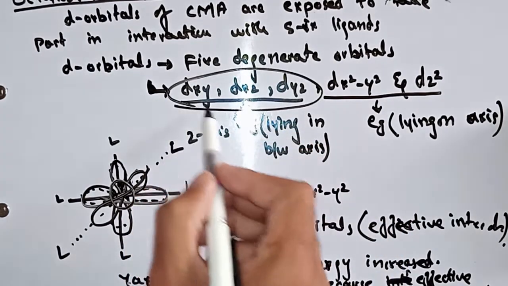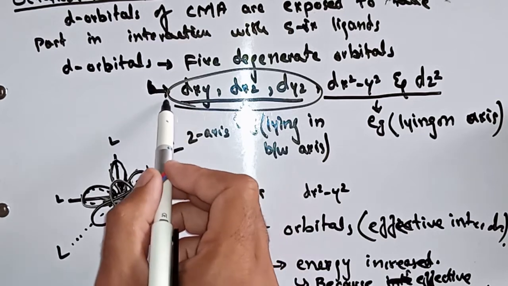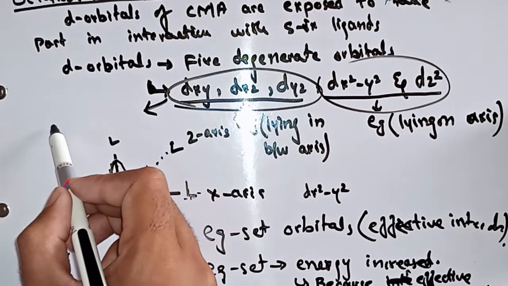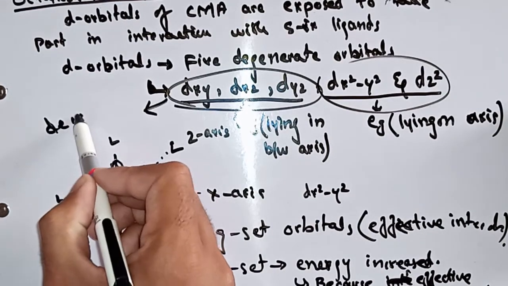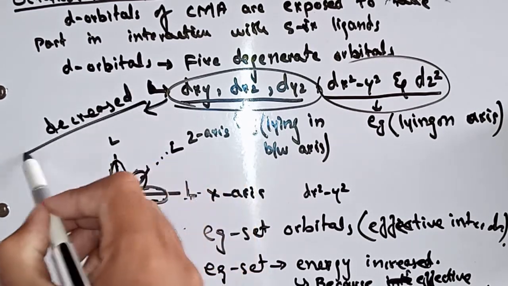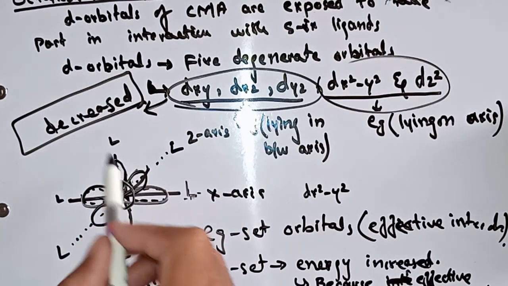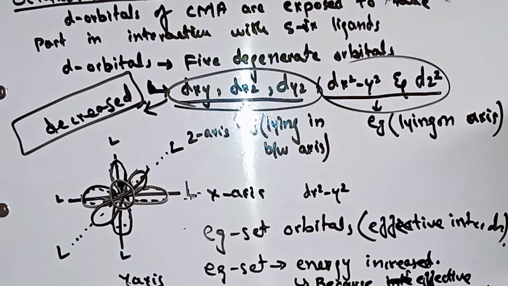While the T2g set energy will be decreased, the eg set energy will be increased. Why is the t2g energy decreased? It is decreased because these orbitals are lying in between the axes. I already told you how the t2g set orbitals are present.